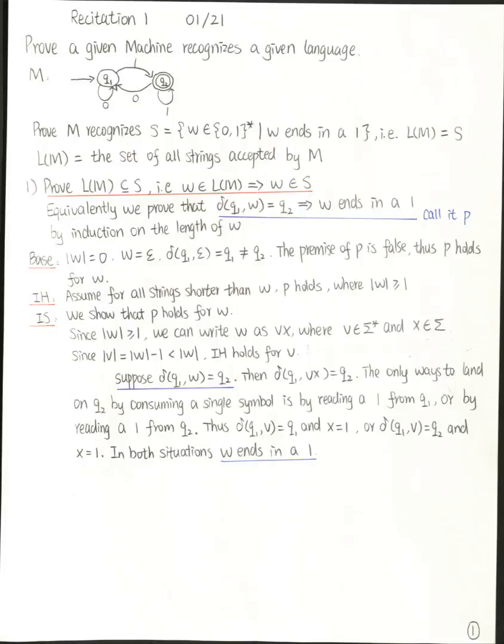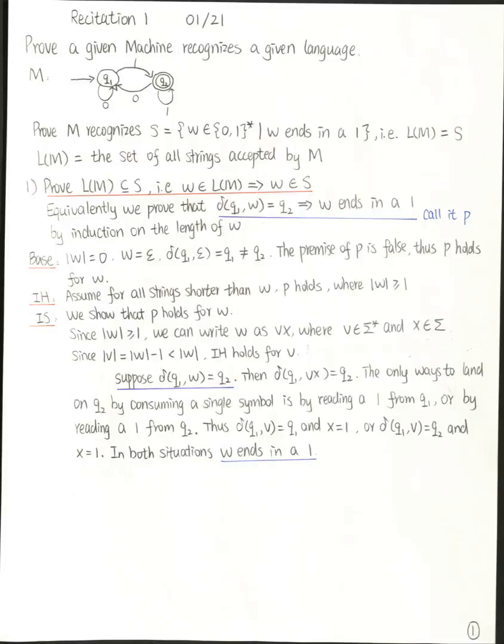If I start from Q1, the start state, and I read a string W, if I end in Q2, an accept state, then that means W is in LM, right? So we use this as the premise. Go from Q1, the start state, reading the string, and end in an accept state. If this is true, this implies this W ends in a 1. That means this W is in S. Let's call it P, the statement P. We want to prove this P by induction on the length of W.